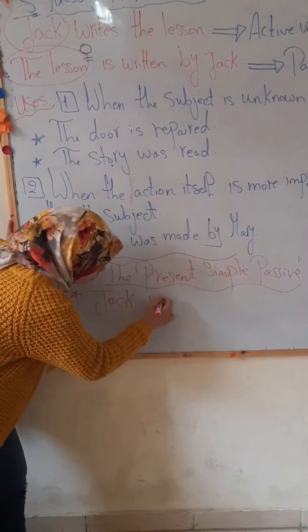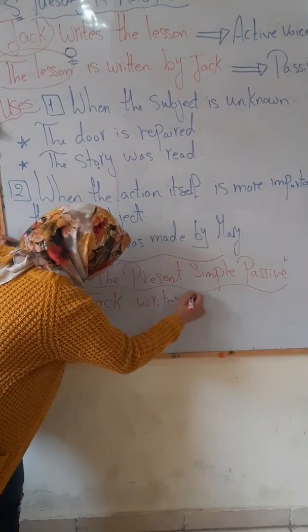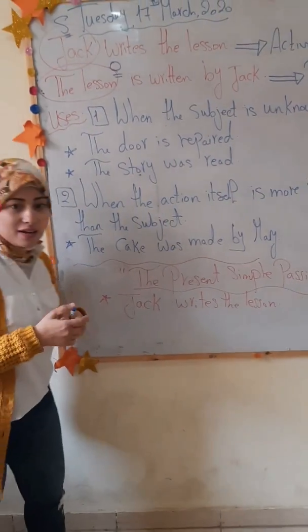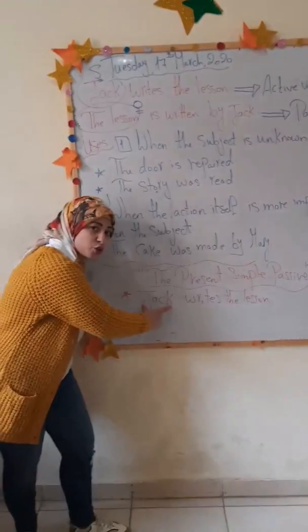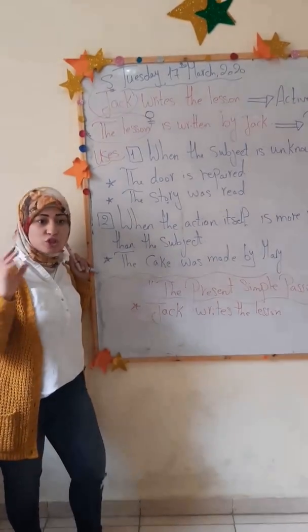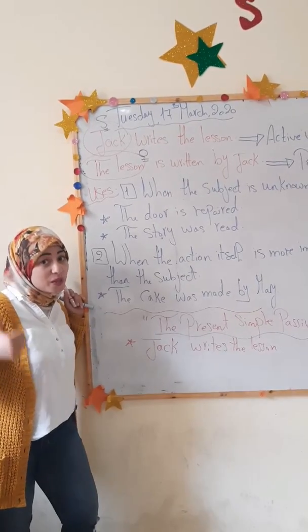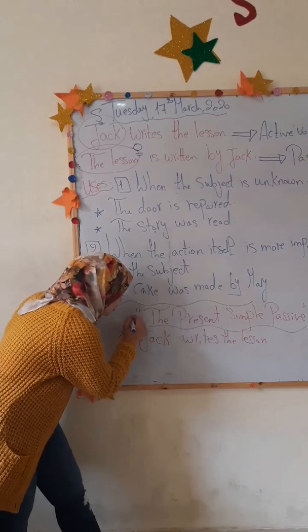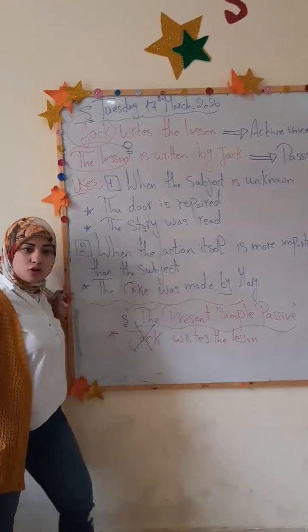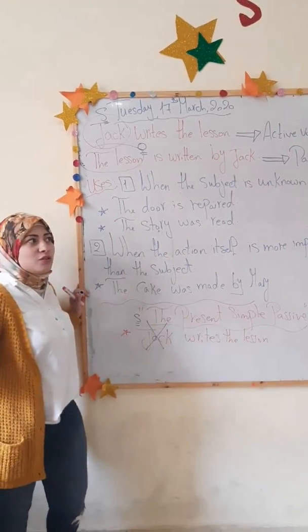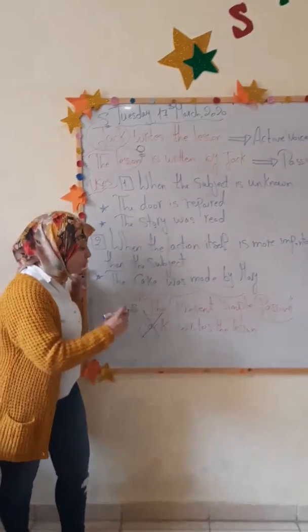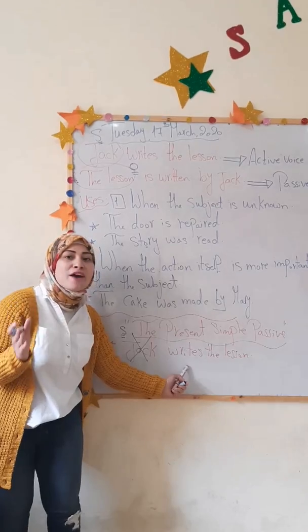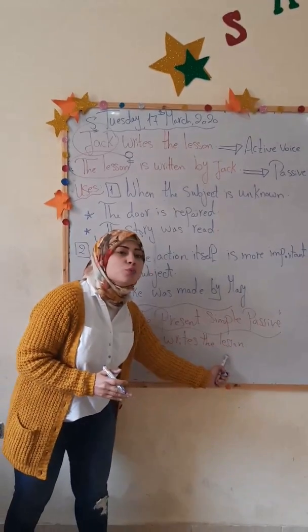So, Jack writes the lesson. Okay? So again, as we said before, Jack. I start my sentence with Jack, with the subject, so it means active. How can I change it into passive? Actually, the first step, I have to cancel the subject, or just put it at the end of the sentence. It's not important for me to know it now. Clear? So, can I start the sentence with the verb, right? No. So I have to start the sentence with the object.